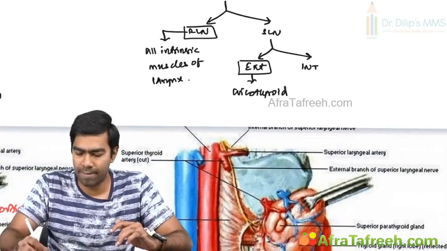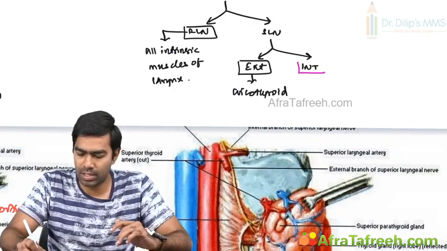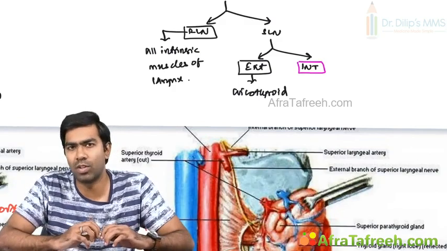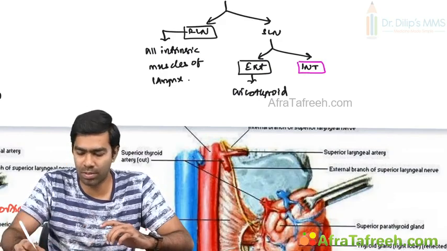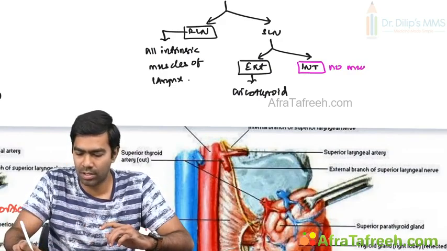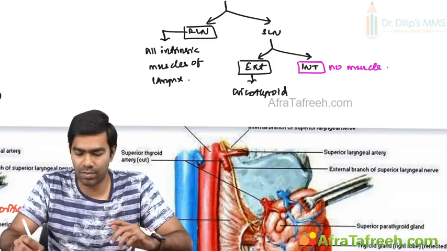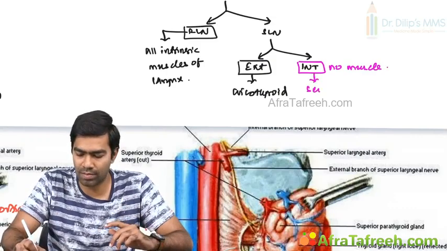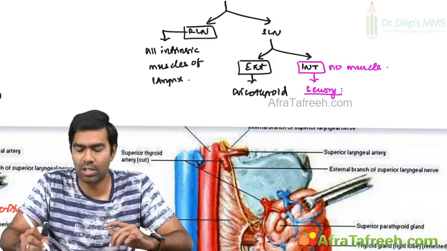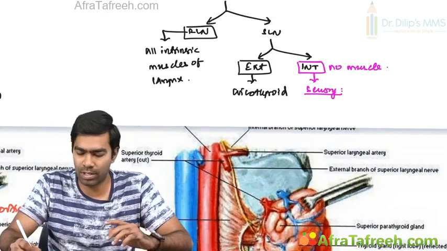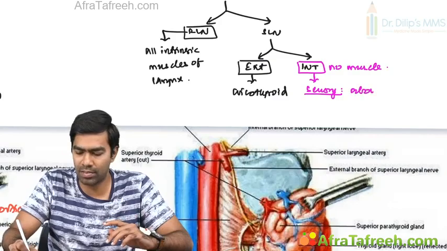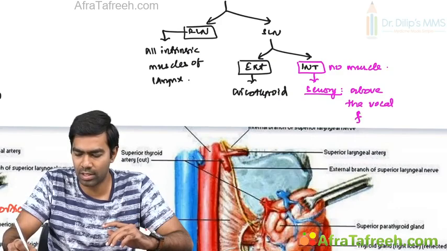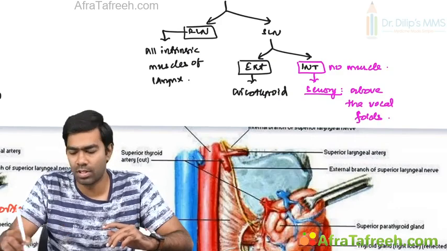And next, this internal laryngeal nerve has no muscular supply. So they don't supply any muscle, but they have sensory innervation. So that is why this is important. They have that sensory innervation. So where are they going to supply? They are going to supply sensory innervation above the vocal folds or above the larynx, above the vocal folds.